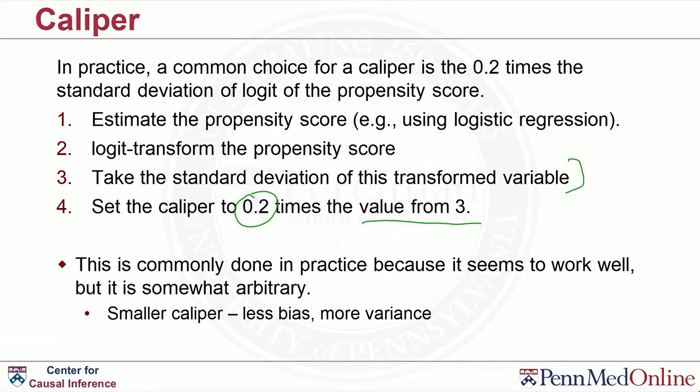So again, there's going to be a bias-variance trade-off, where if you make the caliper small, you're going to have less bias, you're going to have better balance, but you're also going to end up having fewer matched pairs, which means ultimately your treatment effect estimate will have more variability. So we have to think about these bias-variance trade-offs.